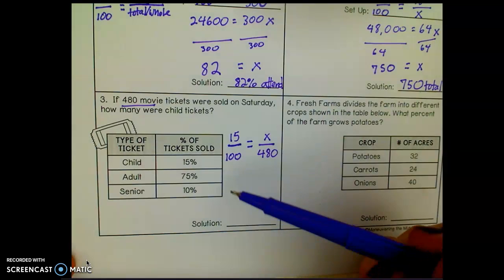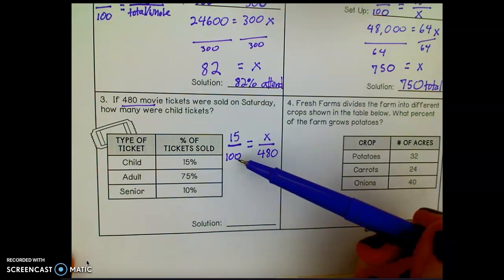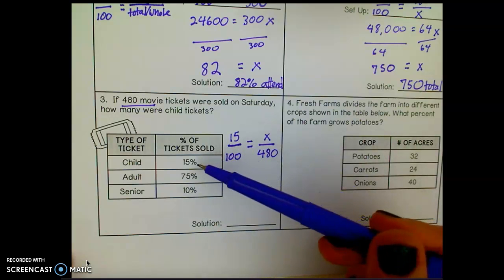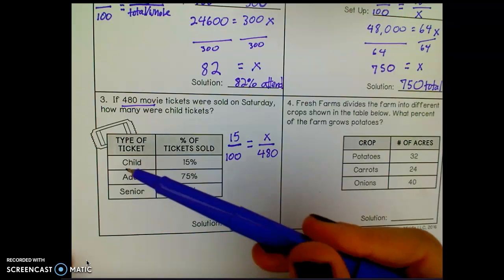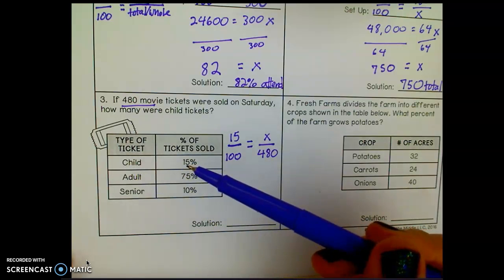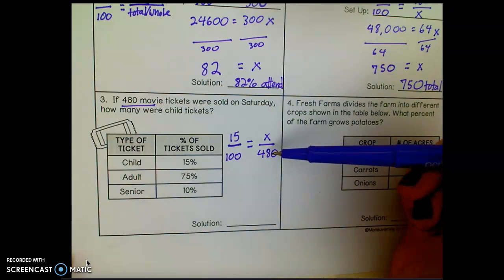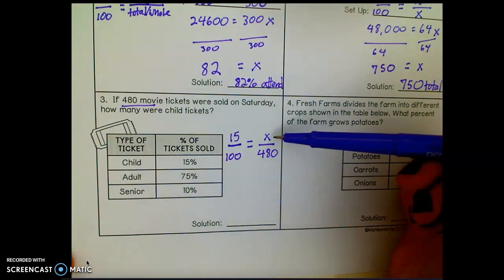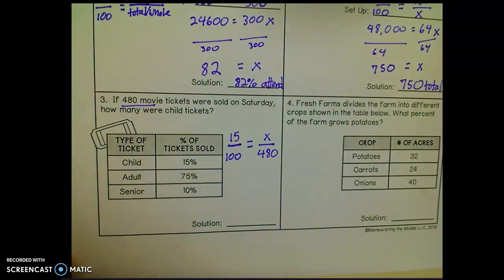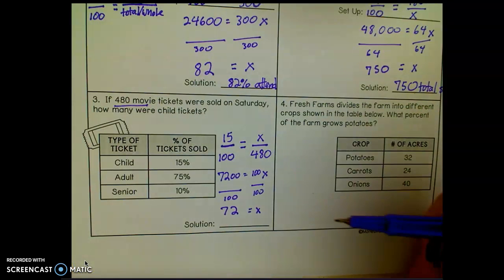Now, because I know everything's out of 100, that goes there. 15, I got that by looking at the table. 15% was how many child tickets were purchased. Okay, now on the other equation, I didn't know how many child tickets, but I know the total, and the total goes in the denominator. All right, we're set up. Let's solve. All right, let's check your work.